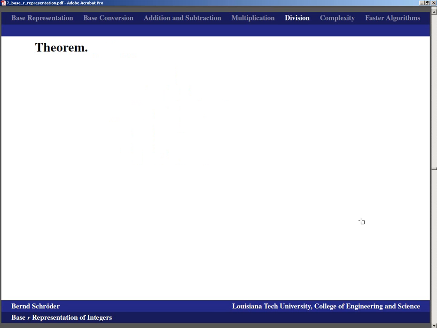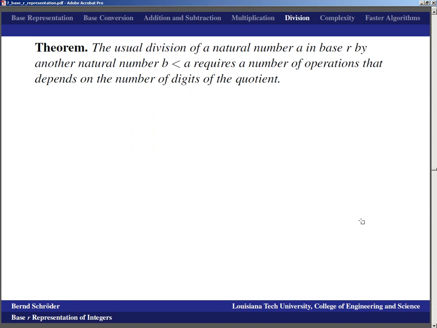So what would be more natural than that the division algorithm also has its usual analog for any base, and the usual division of a natural number a in base R by another natural number b smaller than R requires a number of operations that depends on the number of digits of the quotient. That is as far as I'm going to go with this theorem. The counting really gets complicated, and ultimately what we're going to realize is it takes n squared operations where n is the number of digits, and that's really what we need for the complexity analysis. So how would we work this out? Well, your quotient is a representation q_{n-1} through q_0 in base R.